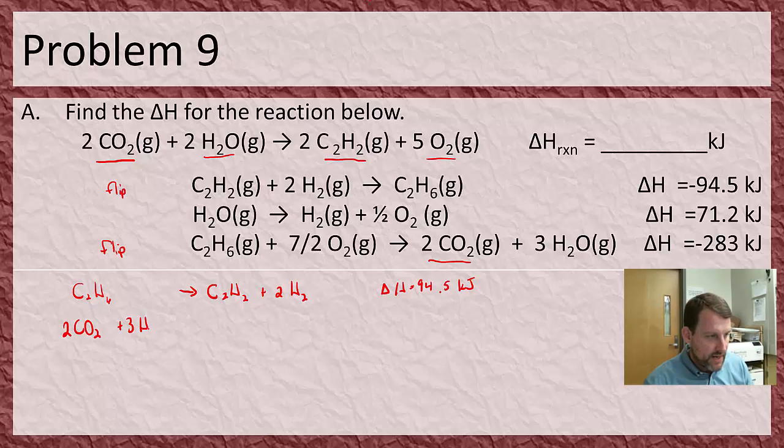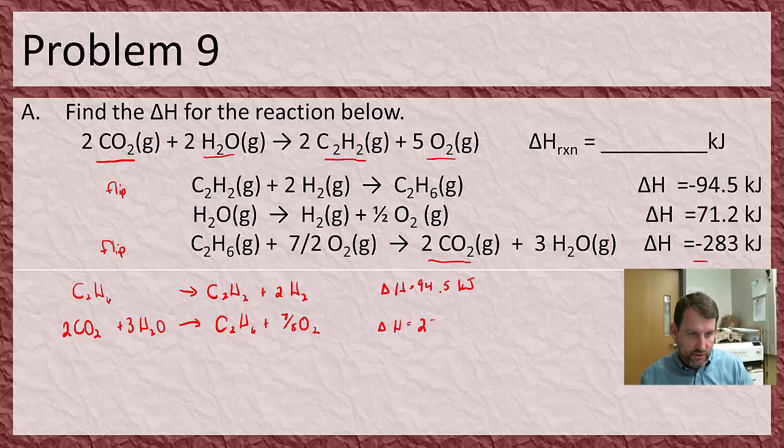plus 3 H2Os. It's probably obvious to you, but it's really important at this point to make sure you get all the coefficients written down correctly. If you make a mistake on the coefficients, nothing is going to work out. It's going to be super frustrating. And again, I flip this one, so my delta H goes from being negative to positive. So delta H is equal to 283 kilojoules, and it's a positive now instead of a negative.